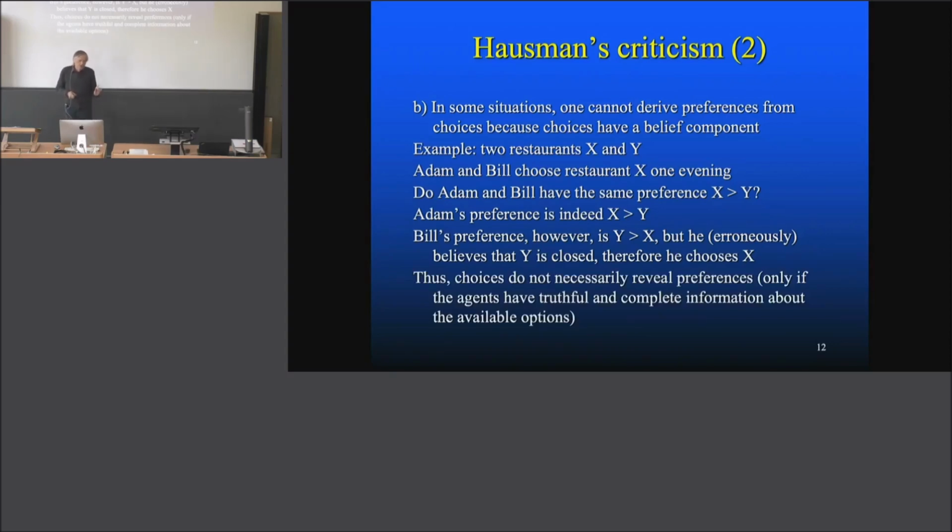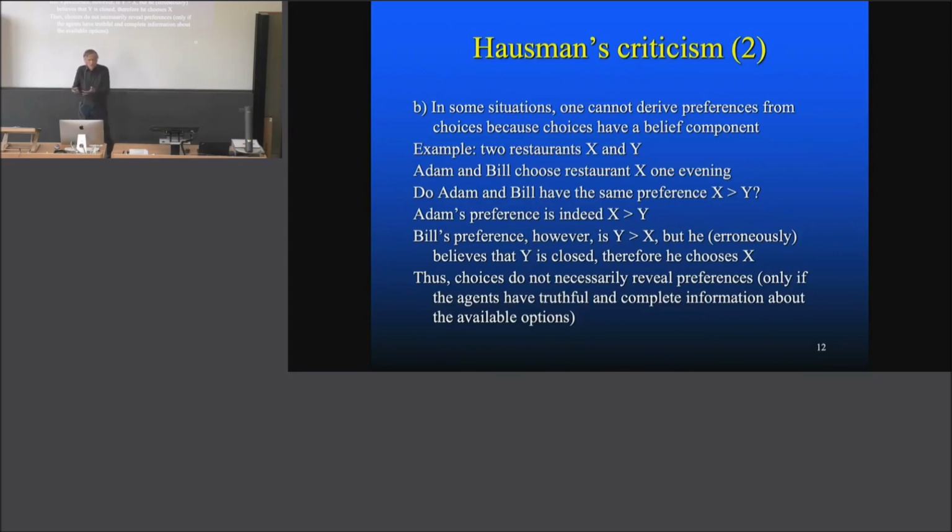So in other words, if you look at these examples, then the conclusion is that choices do not necessarily reveal preferences. They only do if the agents have truthful and complete information about the available options. Only if all actors and agents involved have truthful and complete information about the available options can you conclude from their actual choices what their preferences are. Right? So this is a presupposition that works its way into revealed preference theory, and without these presuppositions, revealed preference theory may give you wrong results.